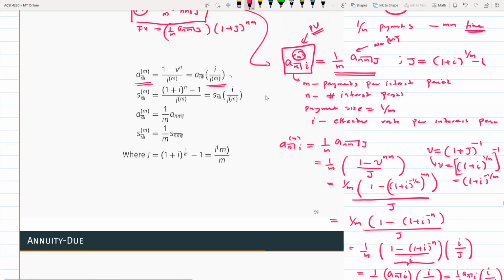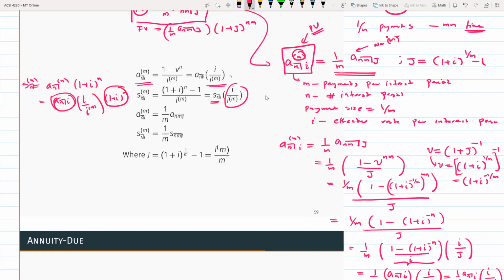Then you can multiply. So once you have a_{n|m}, you can multiply it by (1+i)^n to get the s_{n|m} future value. Okay, so this part would be the same, but then a_{n|i} times... So this is the same as what? This is the same as a_{n|i} over i^(m). Then you have multiplied (1+i)^n. So these two terms simplify to s_{n|i} over i^(m). So you get to that one.